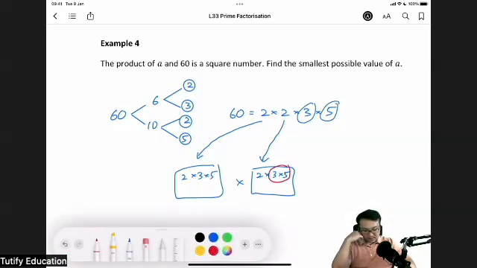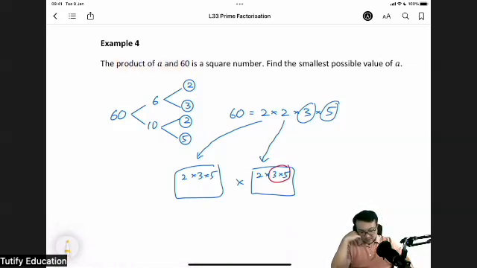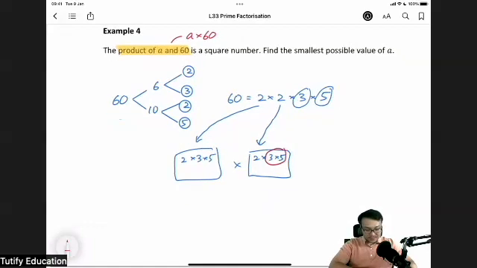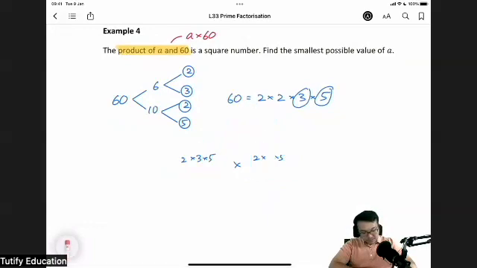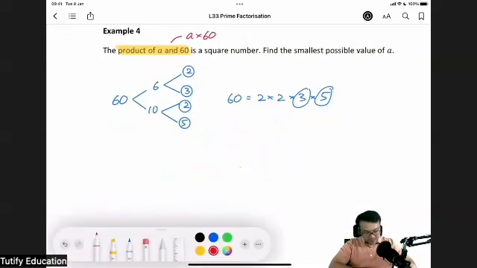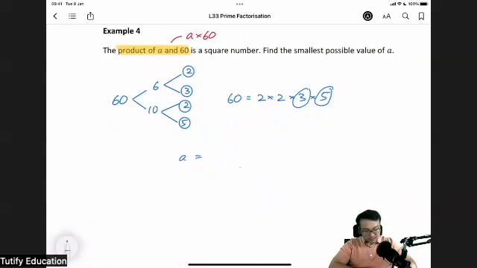They said that the product, what is the meaning of product? Times. Yes, that means what are they doing? They are taking A times 60, right? Where do you think I can get the 3 and 5 from? I can get it from the number A. Yes, I can get it from the number A, okay? So what I'm going to do is this. We need a 3 and we need a 5. So therefore, the value of A must consist of a 3 and it must consist of a 5. So A equals to?